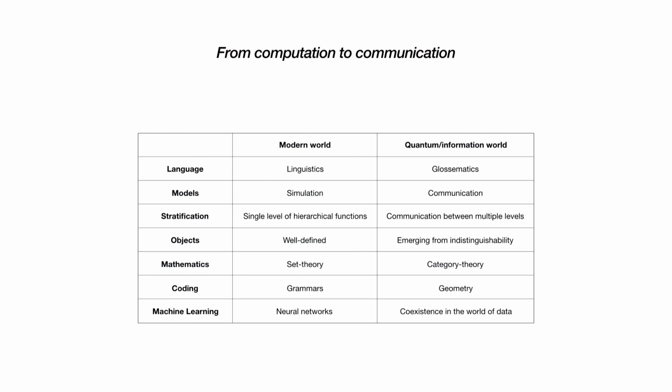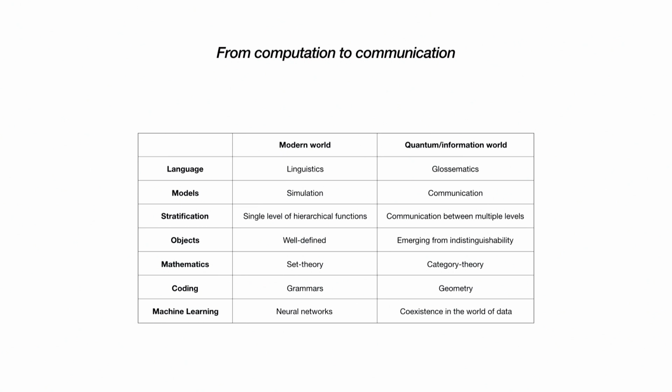Instead of thinking about our objects as clearly defined crystal structures, we can think of them as things which emerge from indistinguishability, like some kind of temporal foam which can have soft boundaries, but also hard if we want to, as I showed you in these examples. Also, I recognize that we would be better off using category theory to describe these processes and phenomena than set theory. And coding is not anymore about grammars, but about geometry.